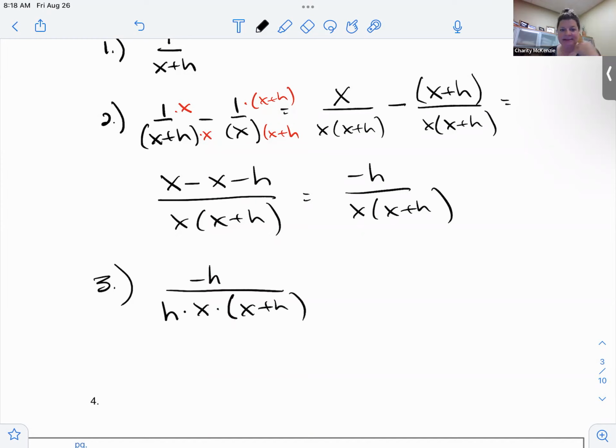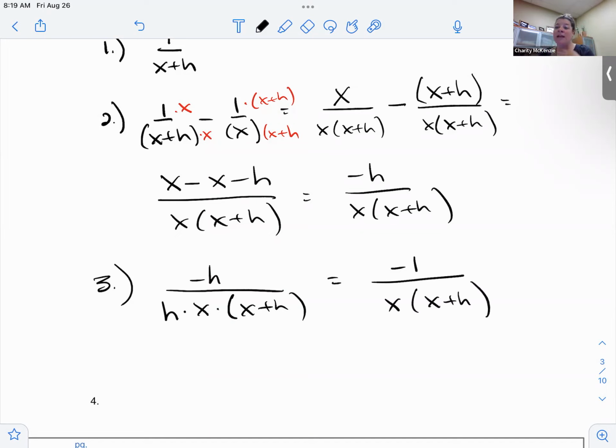I do not need the dots. I wrote them just to help you know it's times. So the h's will cancel, but this is a negative h on top. The negative h will become what when they cancel? Negative 1. So negative 1 over x times x plus h.